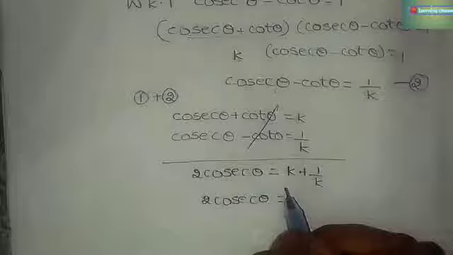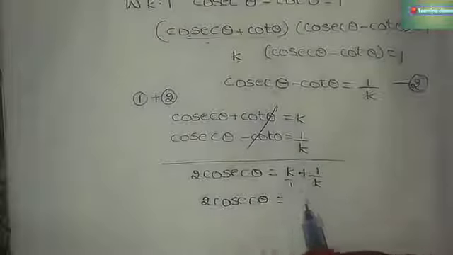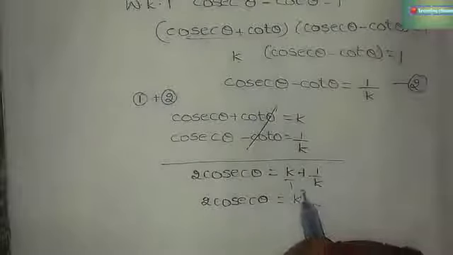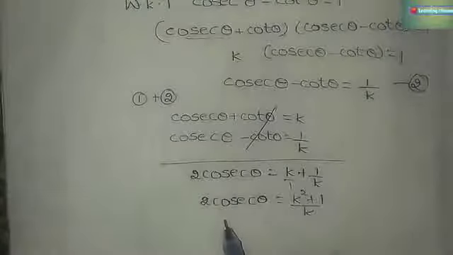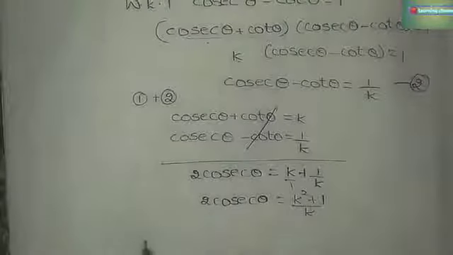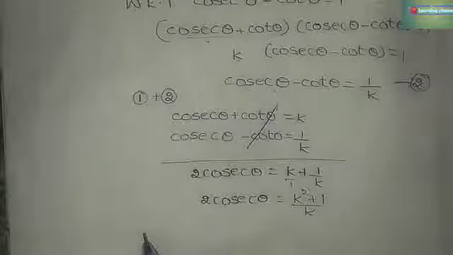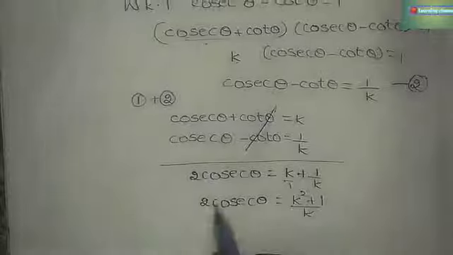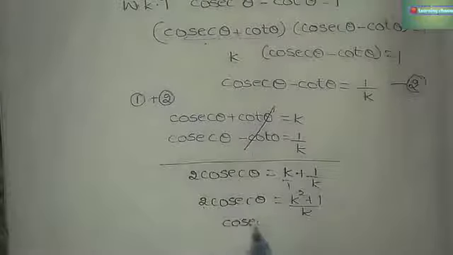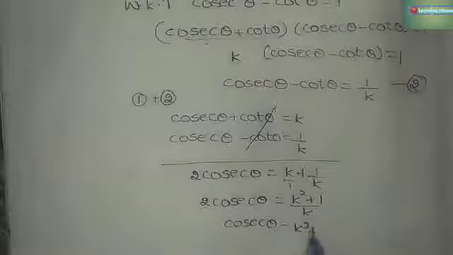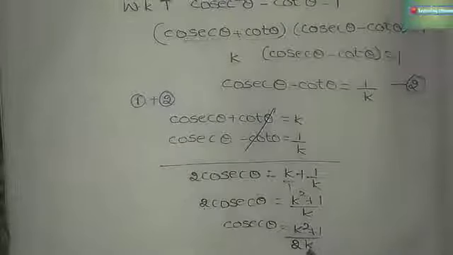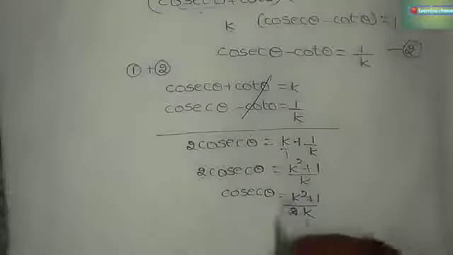And also, the cot theta can be written as cos theta by sin theta. And here, cosecant theta can be written as 1 by sin theta. Sin theta cancels. Here we have k square minus 1 by k square plus 1. So here cos theta by 1, which is nothing but cos theta is equal to k square minus 1 by k square plus 1, which we have to prove.